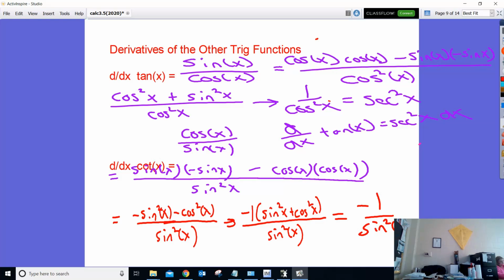What's 1 over sine? Cosecant. So 1 over sine squared must be cosecant squared, but it's right.